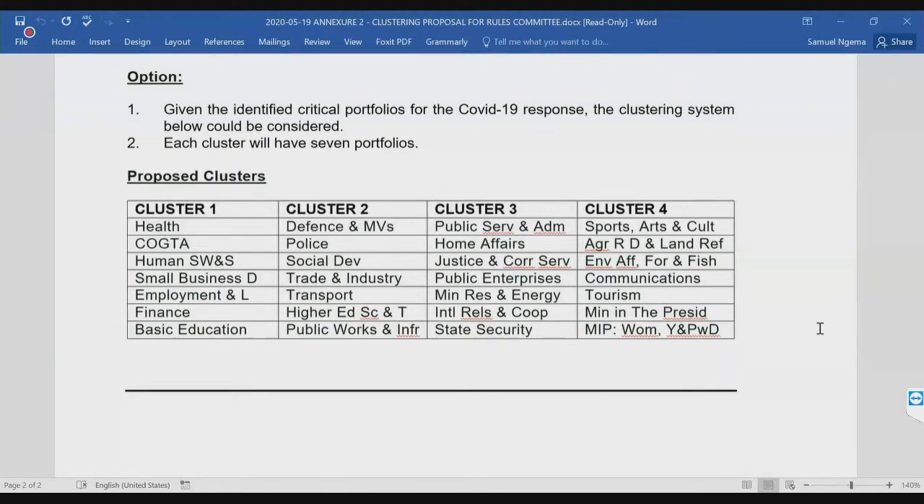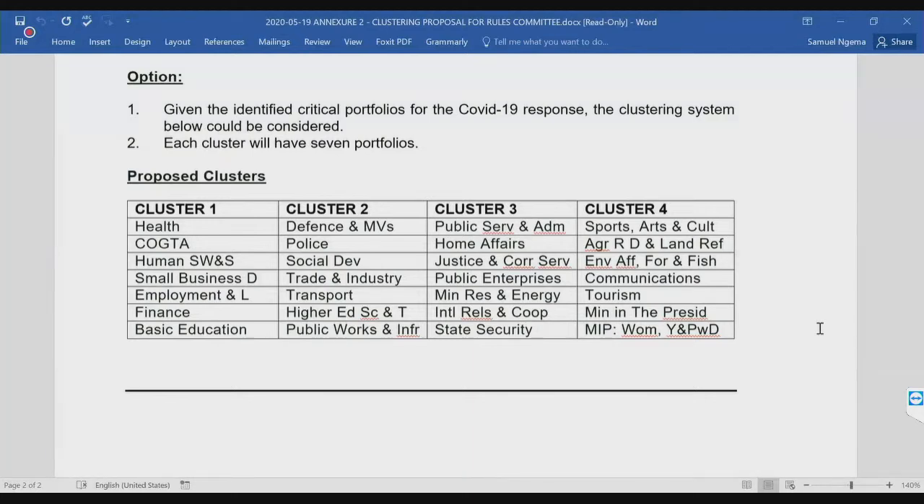and there's basic education also in cluster one. Cluster two: defense and military veterans, police, social development, trade and industry, transport, higher education, science and technology. Cluster three: public works and infrastructure, public service and administration, home affairs, justice and correctional services, public enterprises, mineral resources and energy, international relations and cooperation, state security. Cluster four: sports, arts and culture, agriculture, rural development and land reform, environmental affairs, forestry and fisheries, communications, tourism, minister in the presidency, and minister in the presidency for women, youth and people with disabilities.